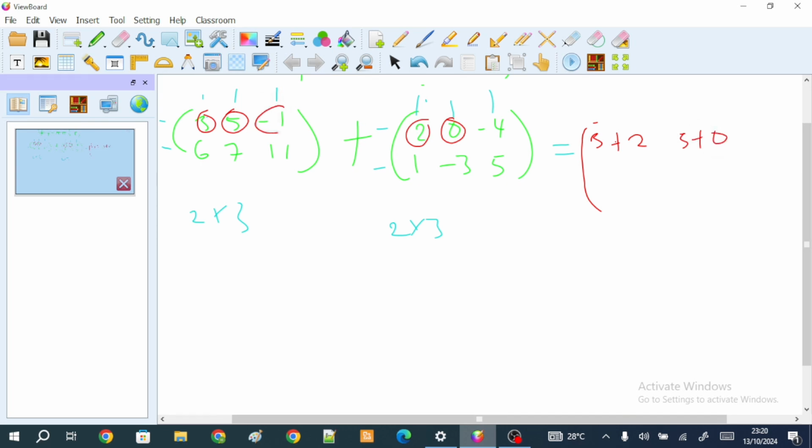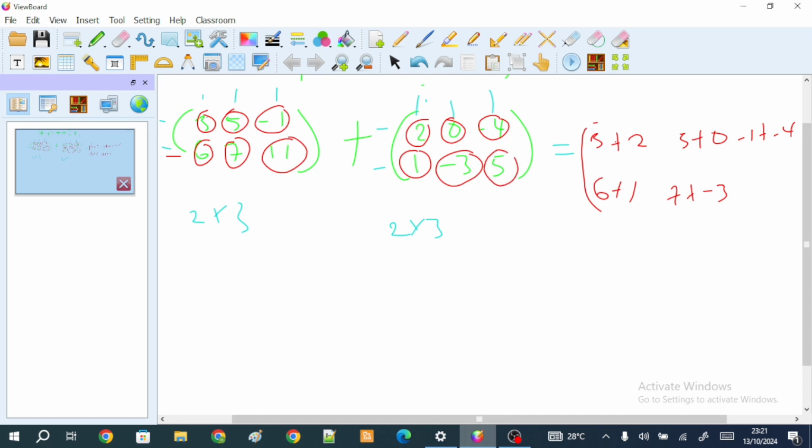This is position 1, 3, row 1, column 3. This is row 1, column 3. So we have minus 1 plus minus 4. Okay, here we have row 2, column 1, and this is row 2, column 1. So we have 6 plus 1. This is row 2, column 2, and this is row 2, column 2. So we have 7 plus minus 3. This is row 2, column 3, row 2, column 3. So we have 11 plus 5.